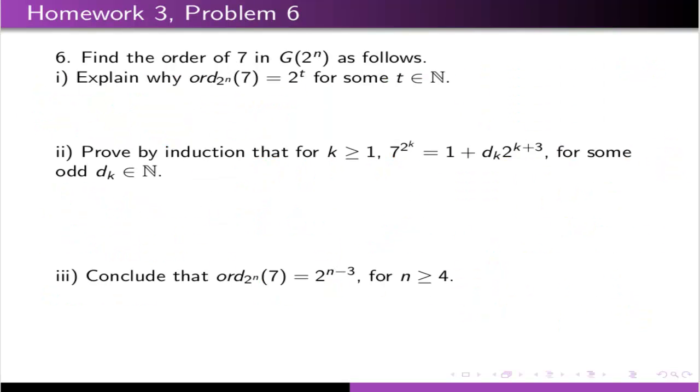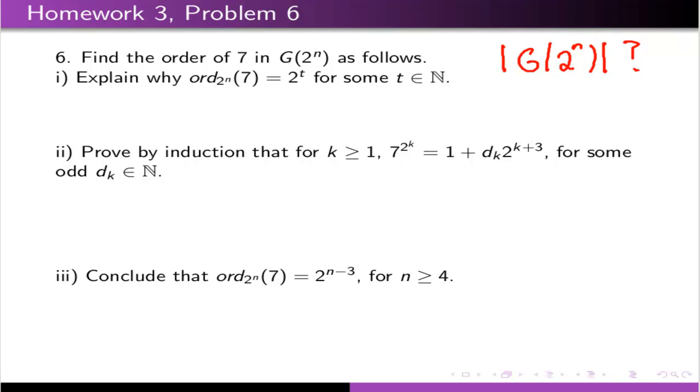Problem 6. Find the order of 7 in the group of units mod 2 to the n. And I've given an outline of how to go about doing this. So first of all, explain why the order must be some power of 2. Just think about what is the cardinality. If you have an element in any finite group, what's the relationship between the order of the element and the order of the group?